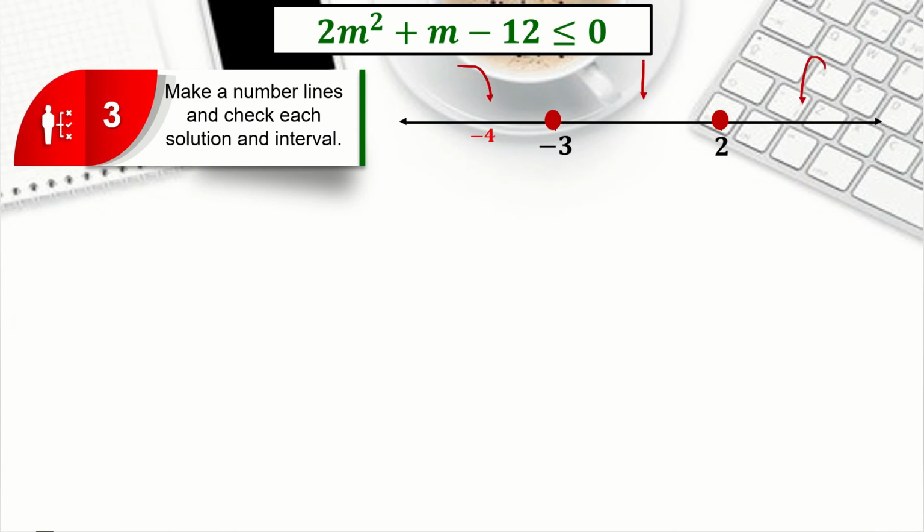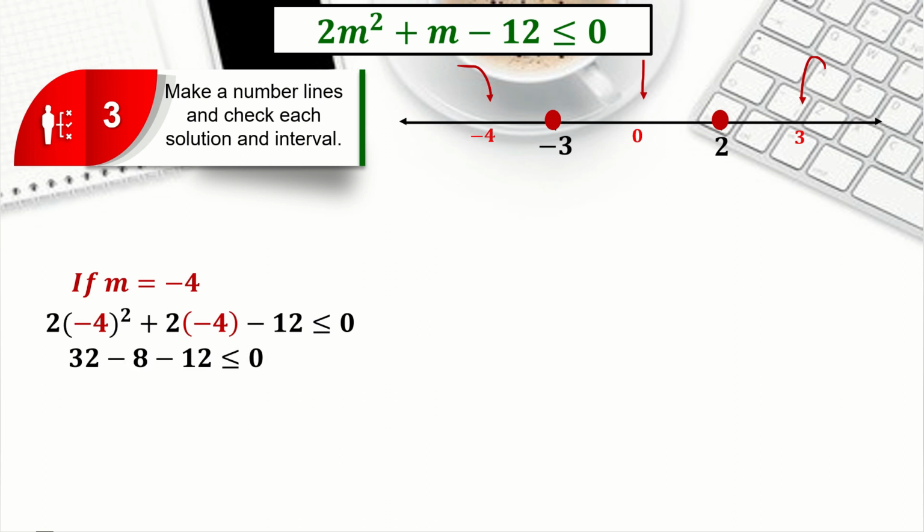So again, let's put a point here. We have negative 4, substitute, then 0, and then 3. Let's try negative 4. You can use any negative number, which is negative 4, negative 5, negative 6, negative 7, negative 8, up to negative infinity. So, I use here negative 4. Let's substitute. We have 32 minus 8 minus 12 is less than or equal to 0. Then, we have 12 is less than or equal to 0. And that is false. So going to the left, or going to negative infinity, is not a part of the solution.